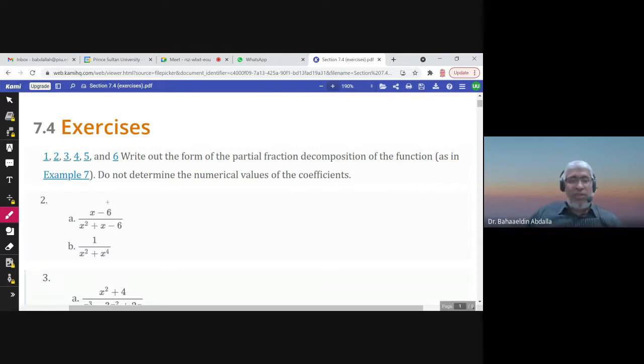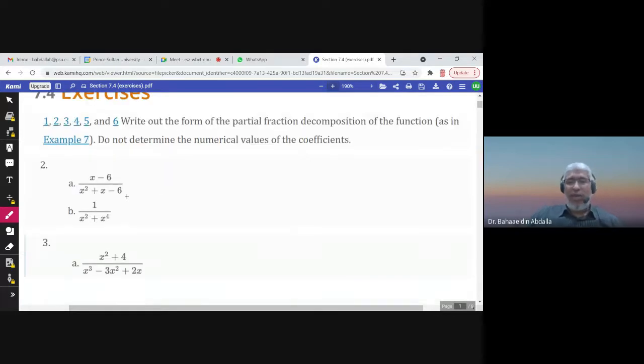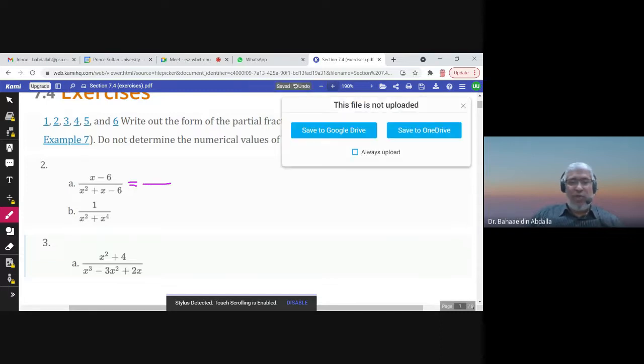These are some exercises about section 7.4, integrating rational functions using partial fractions. Here, write out the form of the partial fraction decomposition of the function. Do not determine the numerical values of the coefficients. So to write the decomposition, we need to factor the denominator.